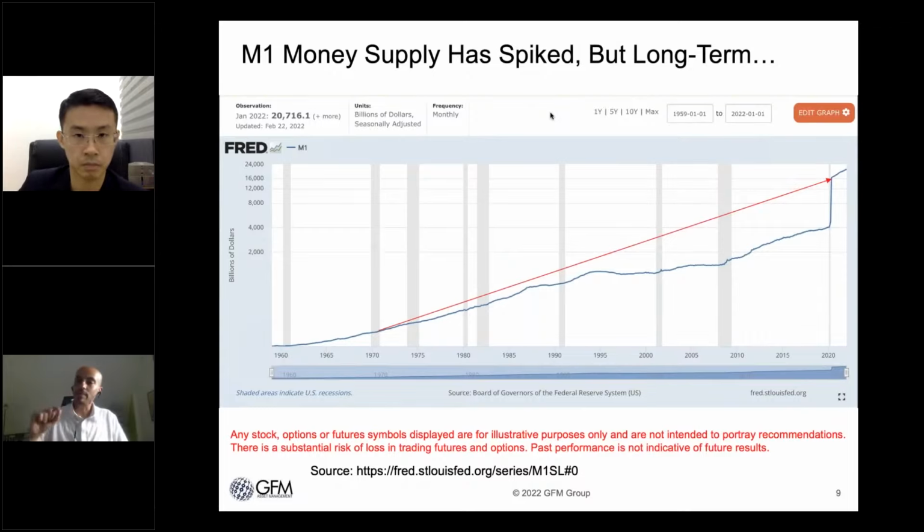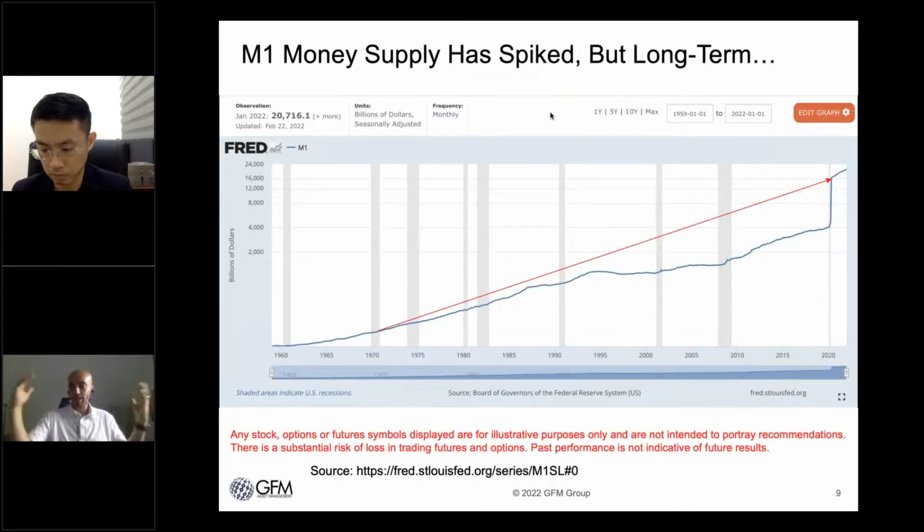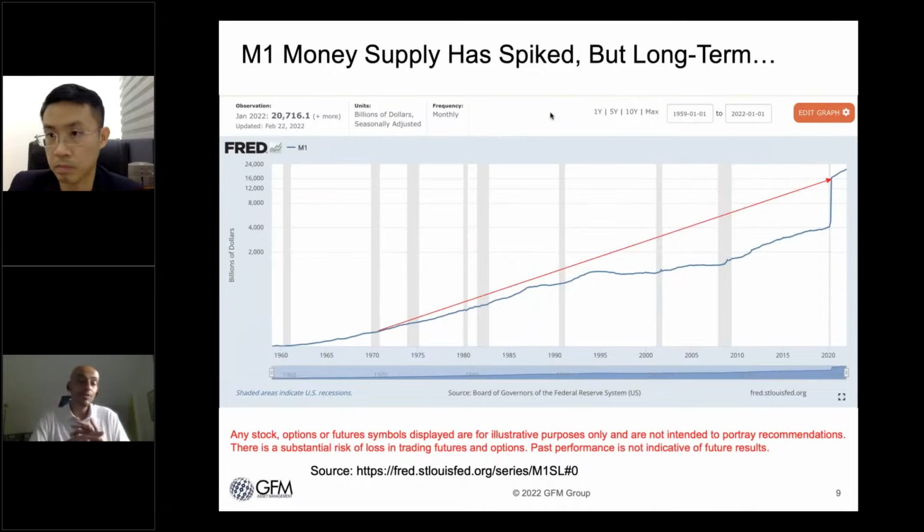But if you look at that major spike, that significant spike during COVID, where the M1 money supply basically went from $4 trillion to $16 trillion, really what you think is a fairly significant jump in the US money supply, that's actually where it would have been if the trend in the M1 money supply from 1960 to 1970 had just continued for those following 50 years.